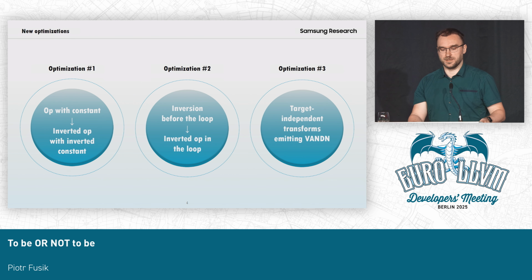I made 3 simple optimizations. First is for a bitwise operation with a constant. The second is for doing the inverted operation in the loop. And the third enables some target-independent transforms emitting a vector and not.